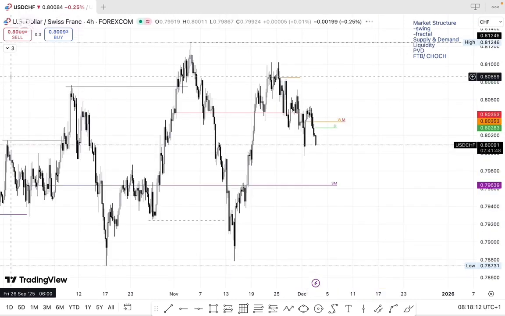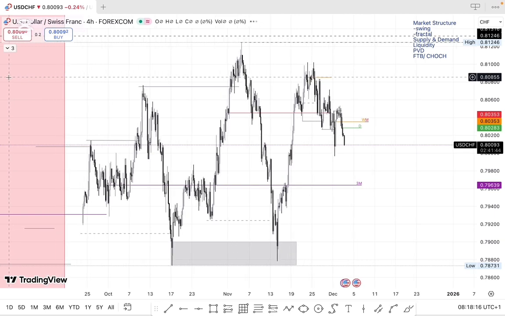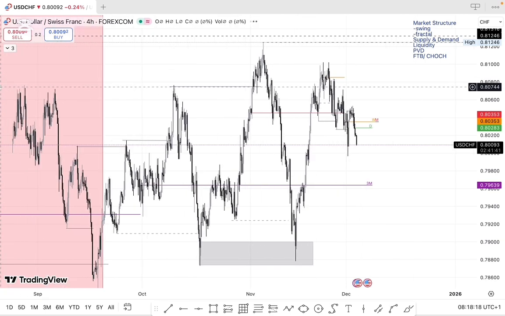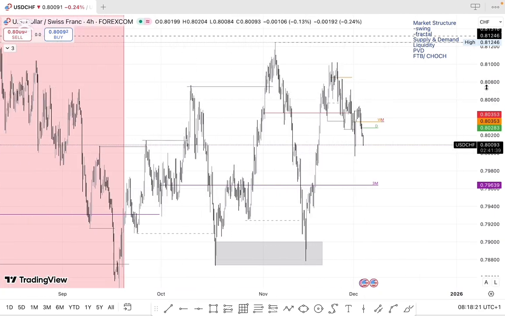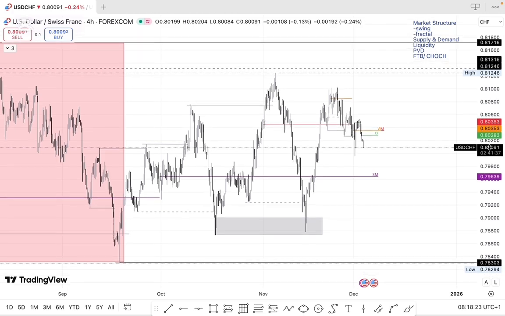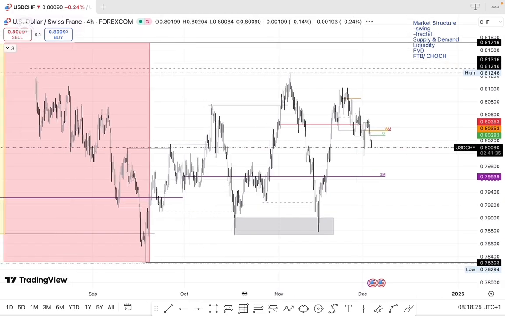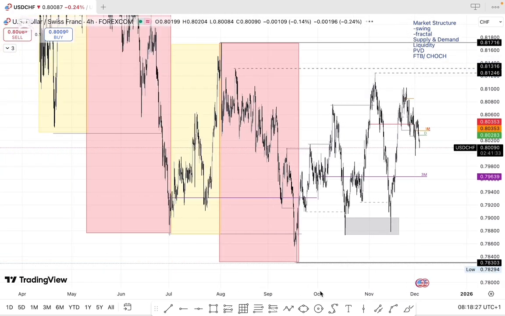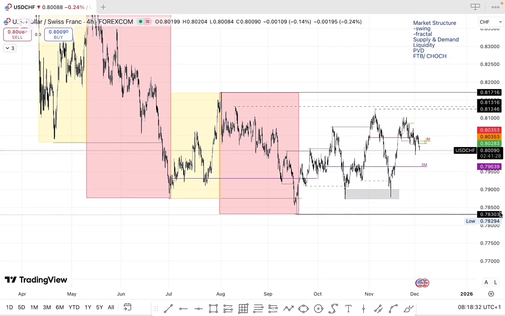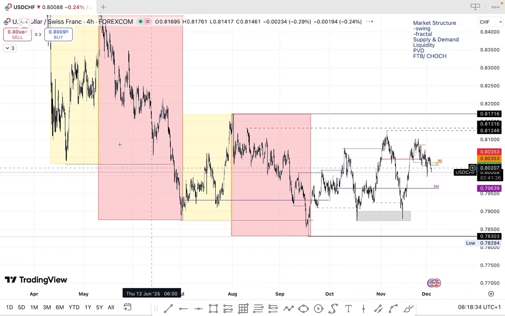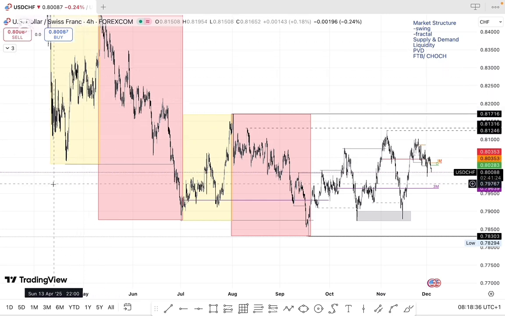So the next pair is US dollar CHF. US dollar CHF hasn't been able to hold with the trend lately. Obviously, from a swing perspective, we are still in a downtrend.